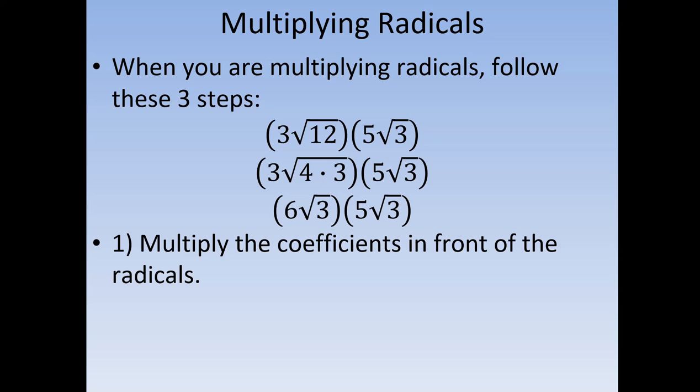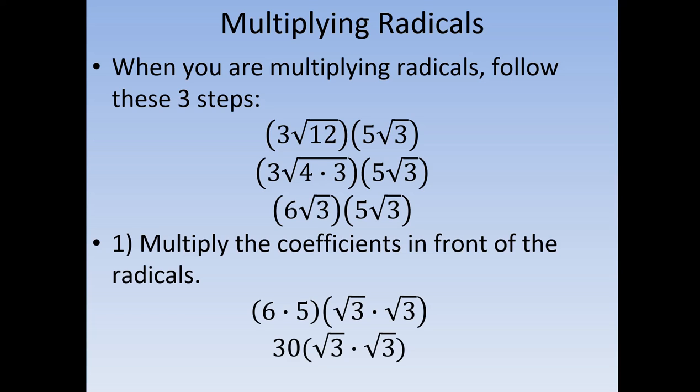So from here, what we want to do is now multiply the coefficients. So we have a 6 and a 5 in front of both these radicals. So we're going to multiply 6 and 5, and we end up getting 30. And then later on, we're going to end up multiplying the rad 3 and rad 3.